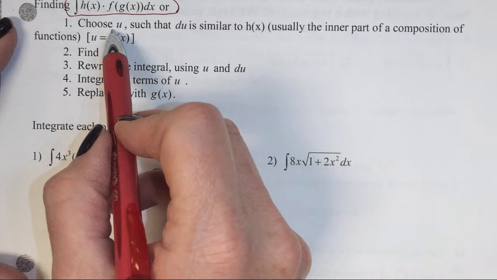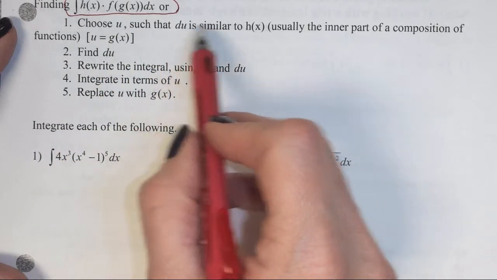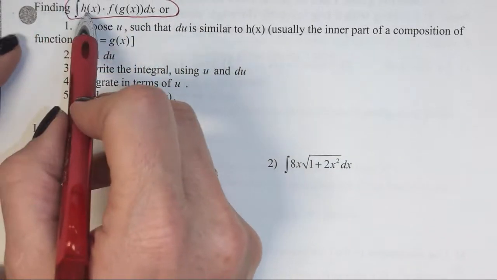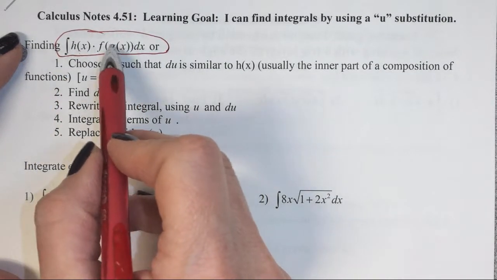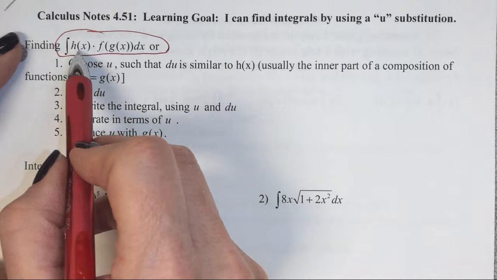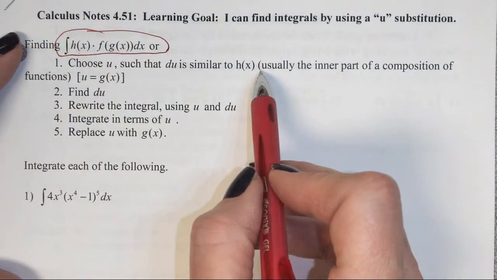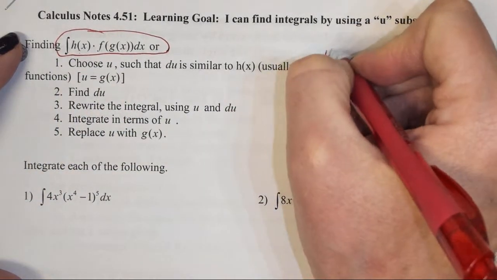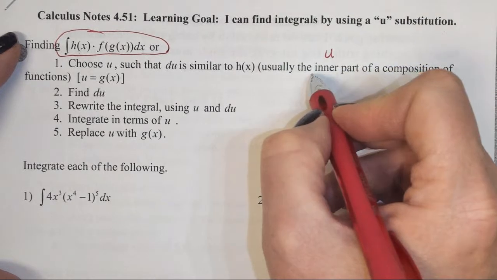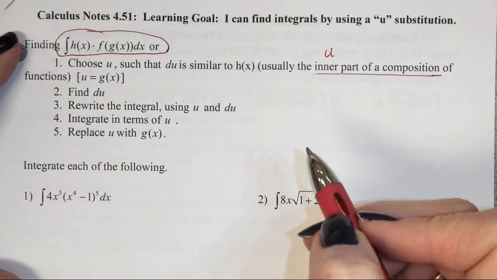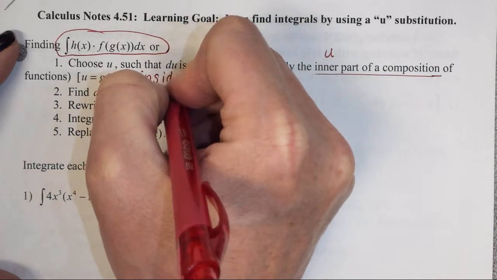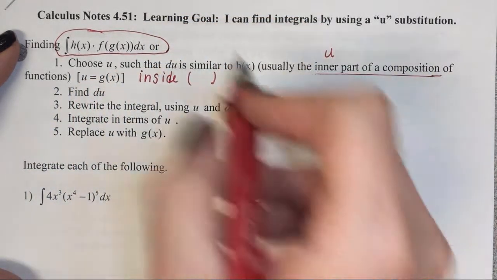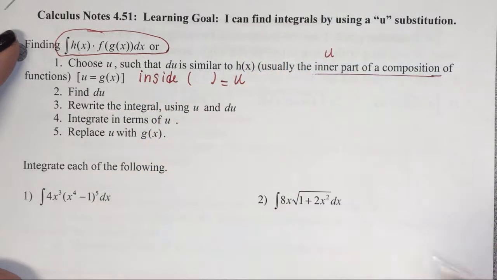So we're going to choose u so that du is similar to the other part of the expression. So when we choose our u, the derivative of it is going to be very similar to the other part. And the u that we choose is normally going to be the inner part of a composition of functions. So it's going to be what's inside parentheses. That's what we're going to let u equal, whatever's inside the parentheses.